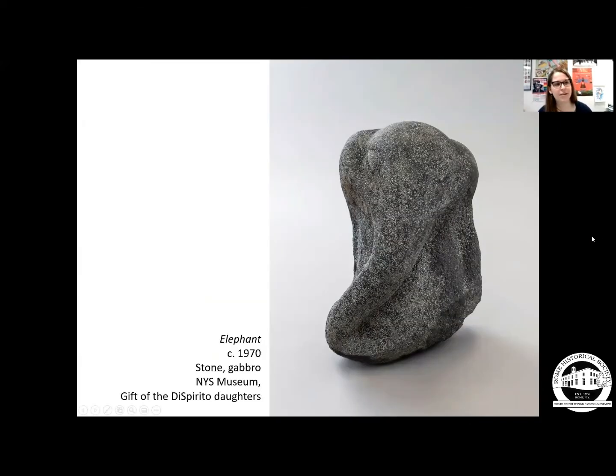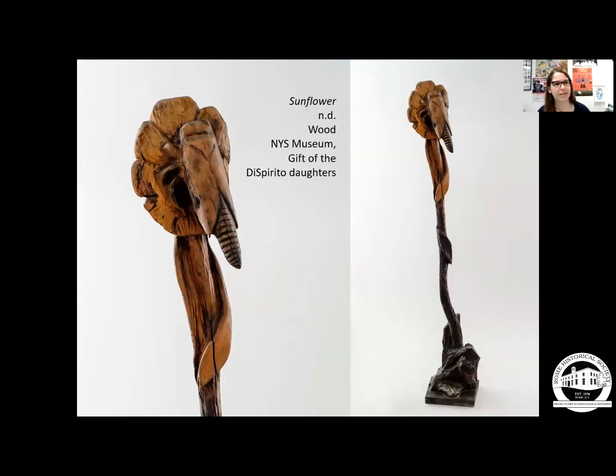Here you can see, this is a really great example from our collection of the way in which DiSpirito would look at a piece of stone and find the hidden figure in it. So here you can see an elephant. You have the ears to the sides, and then the trunk that curls down around, and makes use of the natural curves of the stone and the shape that he was working with. And as I mentioned, he also carved in wood, especially later in life when it was difficult to carve in stone. And this is an example of a sunflower that's also in our collection.